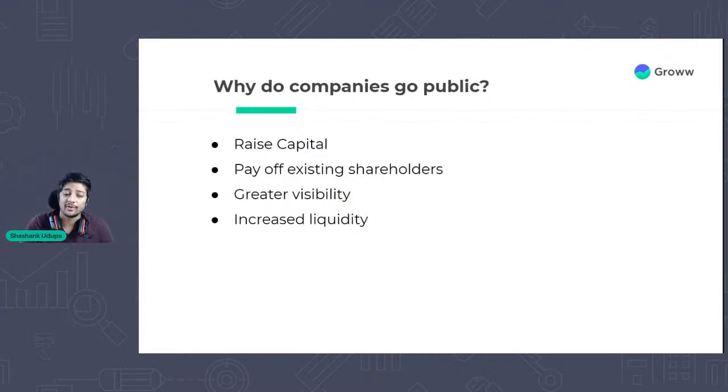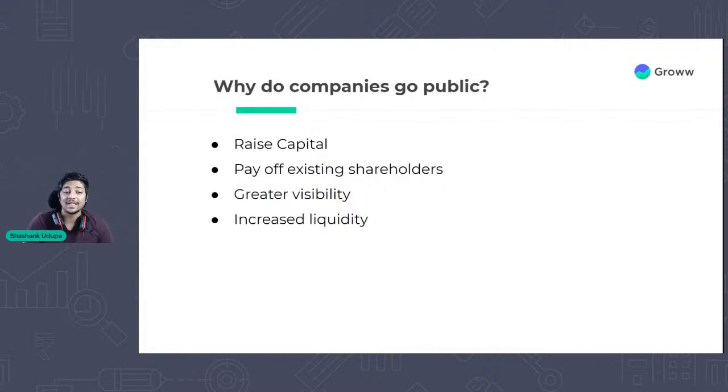So they are called offer for sale by payoff of existing shareholders. Also, what happens is there are so many companies that after the IPO come into the limelight and get a lot of visibility, right? And everyone's talking about them because maybe their fundamentals are very good. But when it's a private company, you don't know what the fundamentals are. And the fourth thing is increased liquidity.